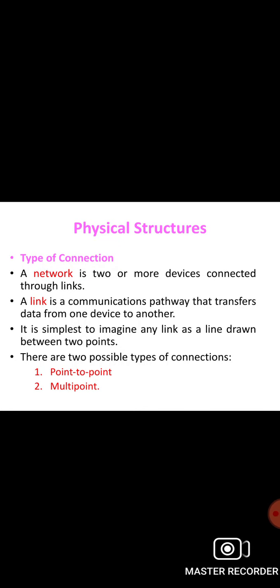Welcome to this presentation. Today we are going to see about the physical structures of a data communication network. A network is two or more devices connected through links.